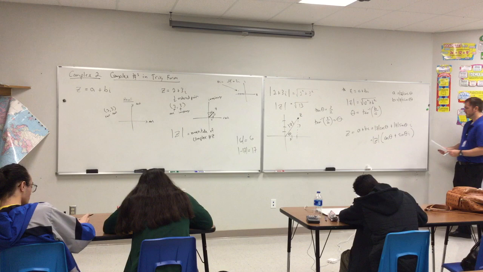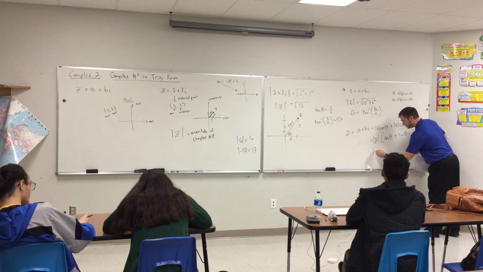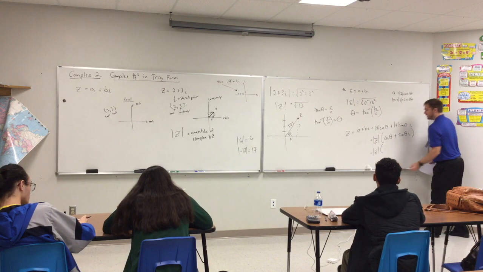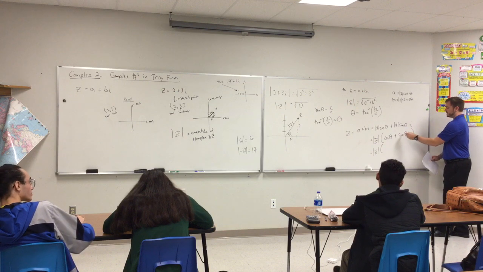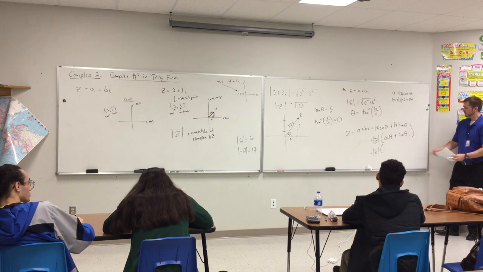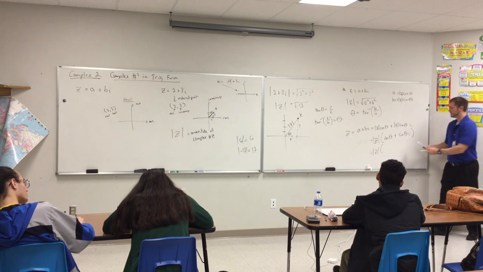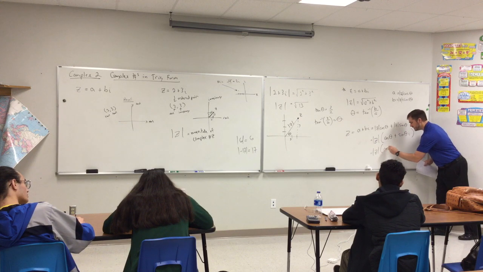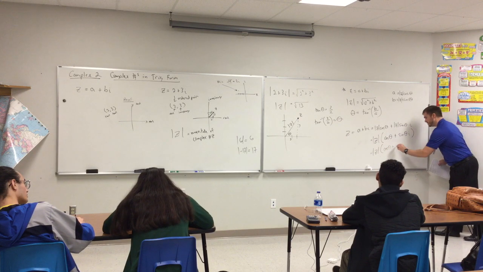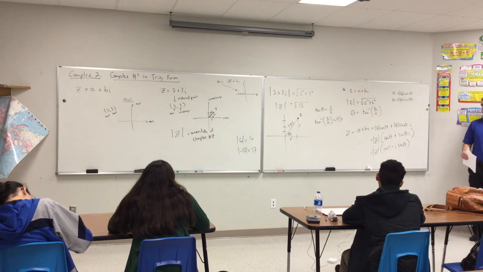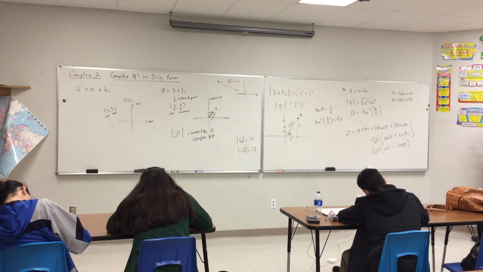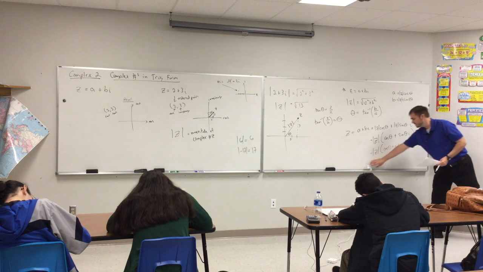And then someone else came along and said, maybe the same person, I don't know, he said, I don't like the sine theta and then the i. It kind of gets confusing if the i is in there. Let's write it like this. Let's say cosine theta plus i sine theta. Everyone's like, all right, all right.